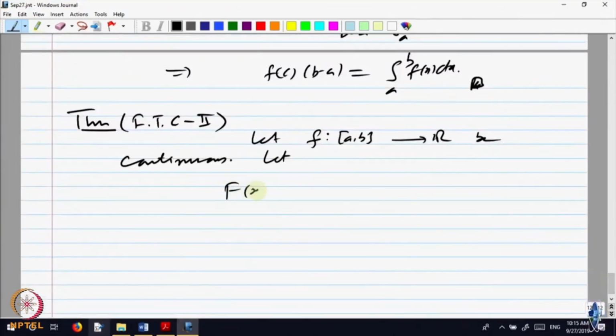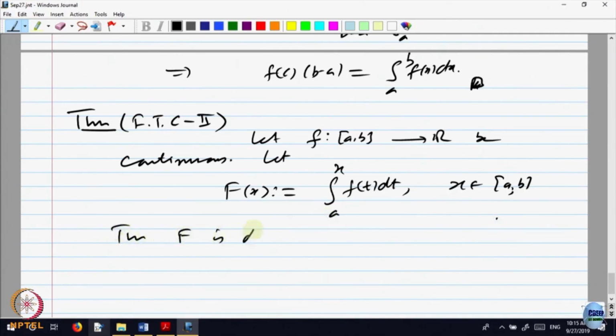So let F of x be defined as the integral from a to x of f(t) dt, x belonging to (a, b). So for every point x in (a, b), because f is given to be continuous, it is integrable. Then this function capital F is defined, and F dash of x is equal to f of x.